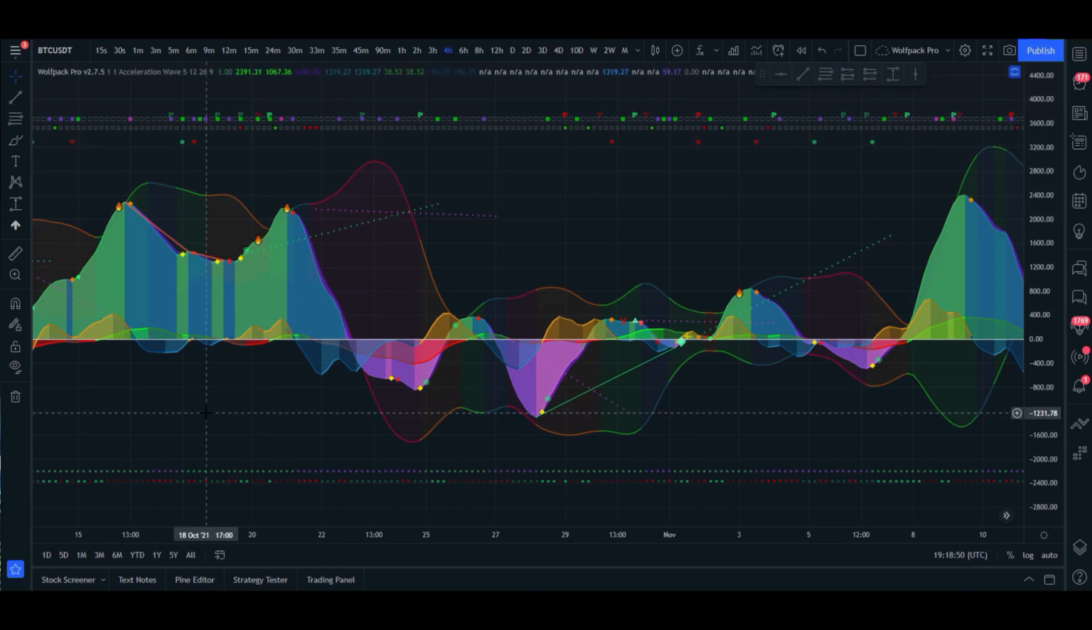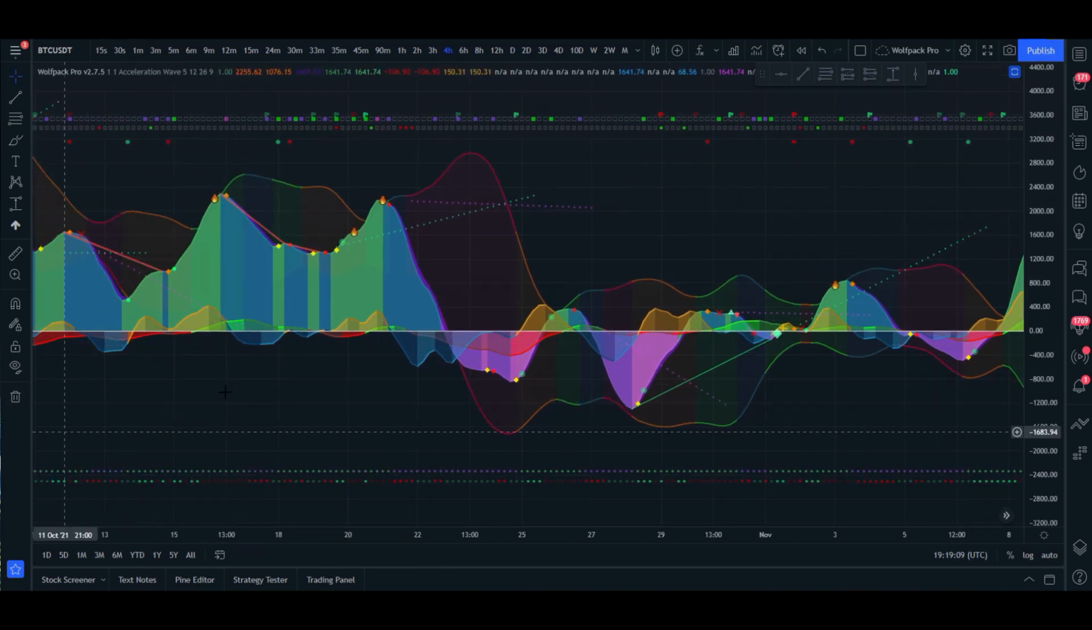But Market Cipher is probably easier for new traders and probably easier to start with. But I think Wolfpack Pro really adds a lot of information that doesn't exist in Market Cipher, and we'll go through that now.